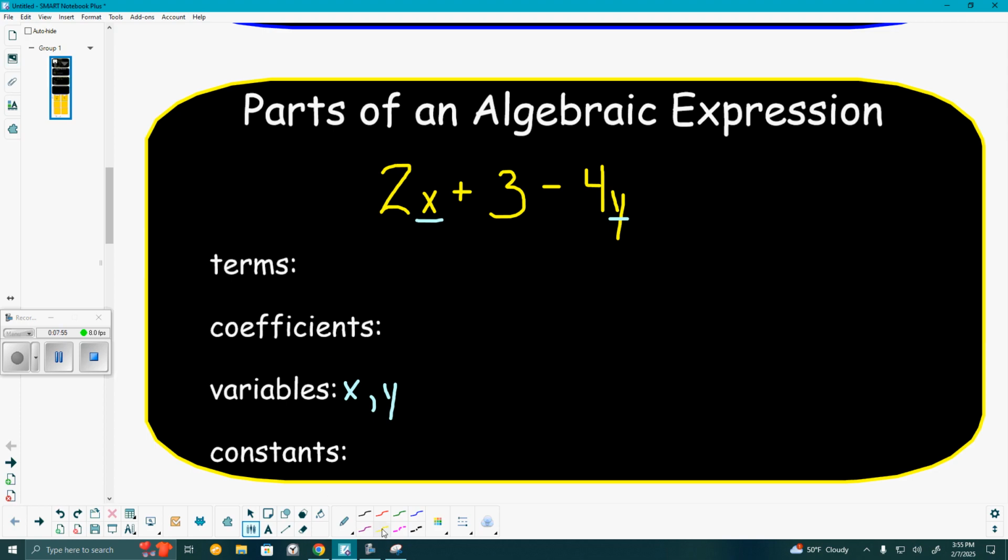Next, I'm going to focus on terms. Terms are the parts of an expression. So it's the units that are being worked with. So it's everything except for the operators. Again, you separate them with a comma. 2x, comma, 3, comma, 4y.